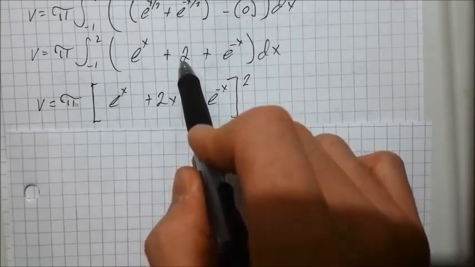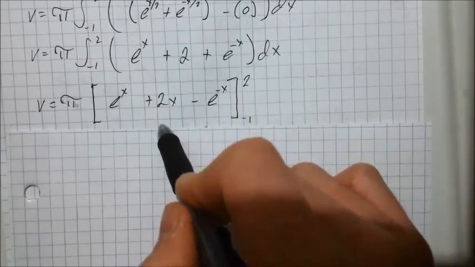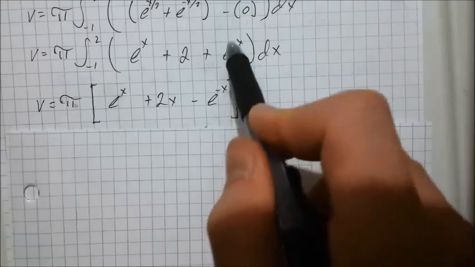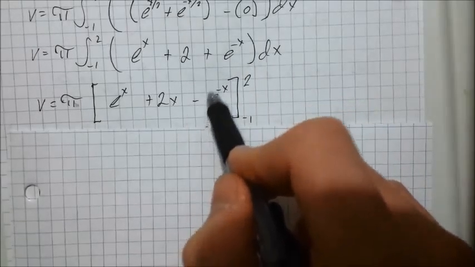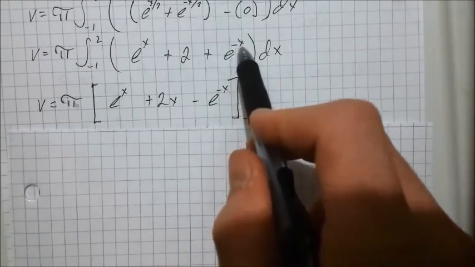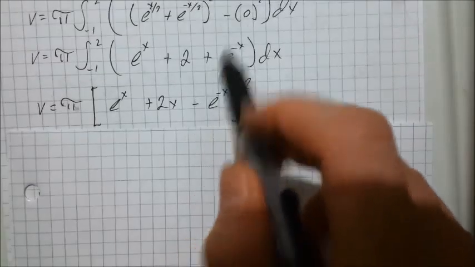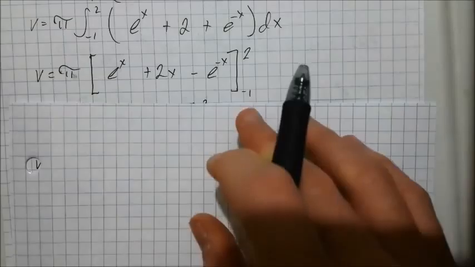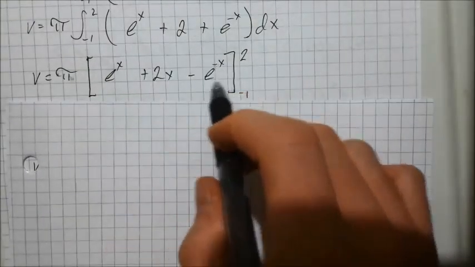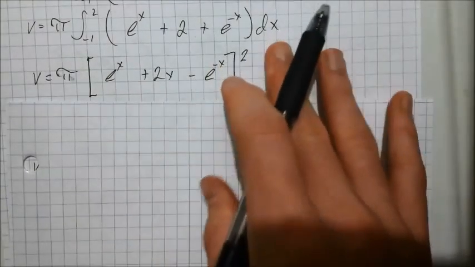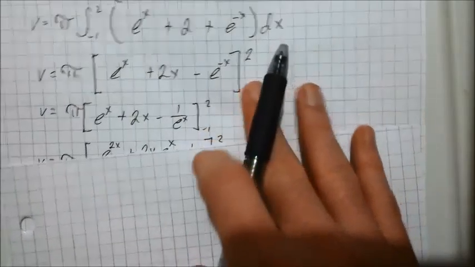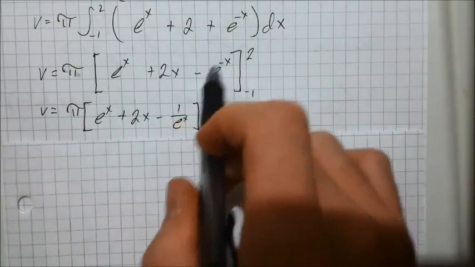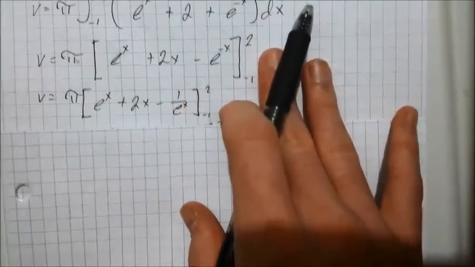So now we have 2, integral of 2 is 2x, and then we have the integral of e to the negative x, and that's negative e to the negative x because the derivative of negative x is -1. So we divide by -1 to get negative e to the negative x. And from here, I rewrote this e to the negative x as 1 over e to the x. That's all I did in that step.